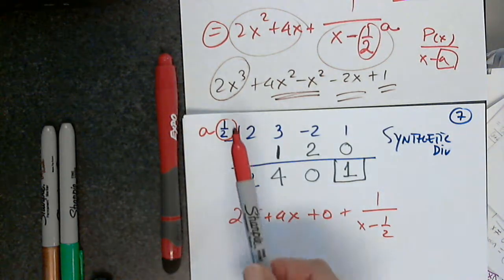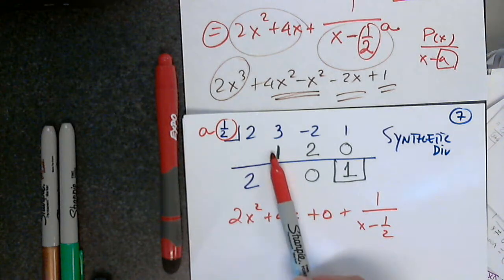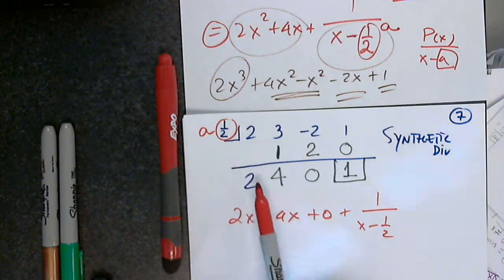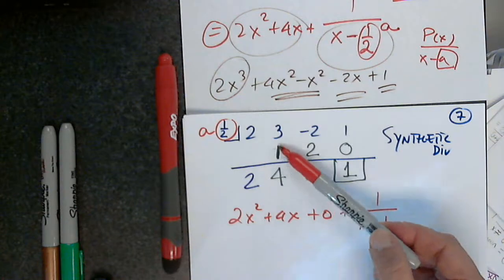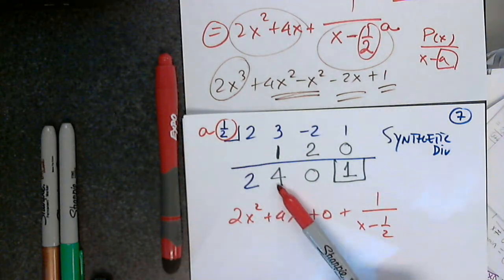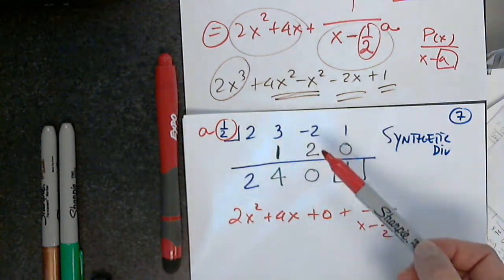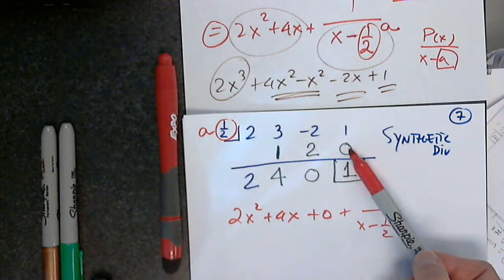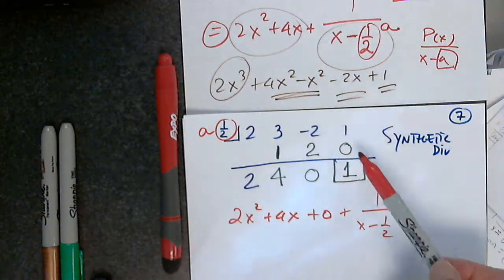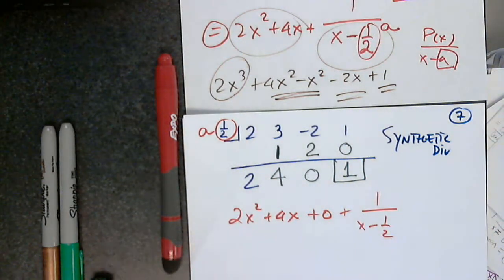And then I multiply 1/2 by 2, and I write the answer here. 3 plus 1 is 4. 1/2 times 4, and I write the answer. It happens that this is 0. 1/2 times 0, and I write the answer. And 1 plus 0, and I get the remainder. The last number is always boxed in as being the remainder.